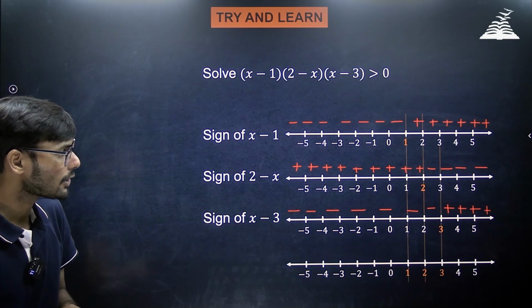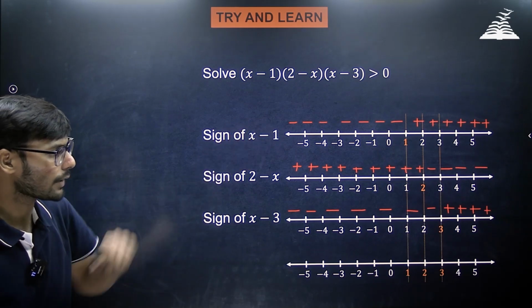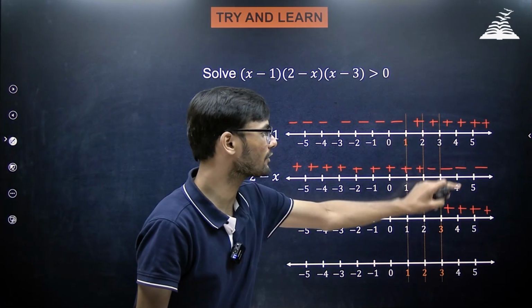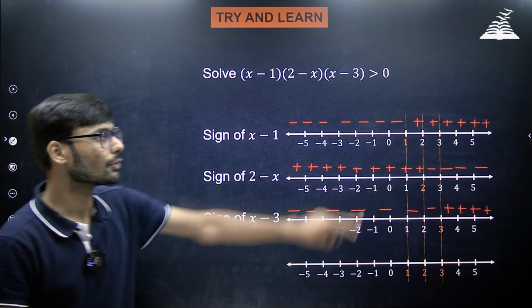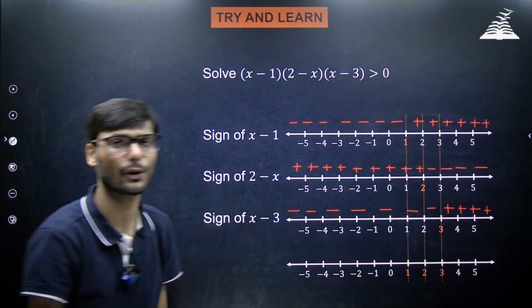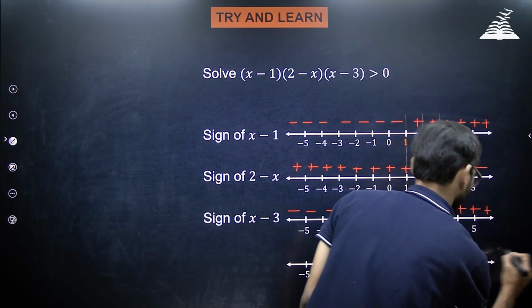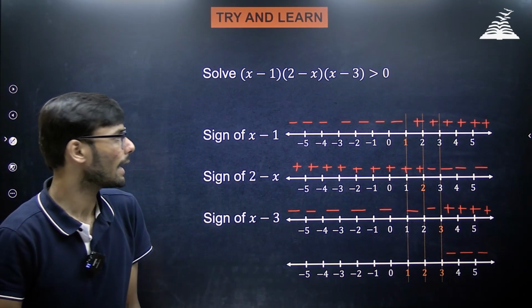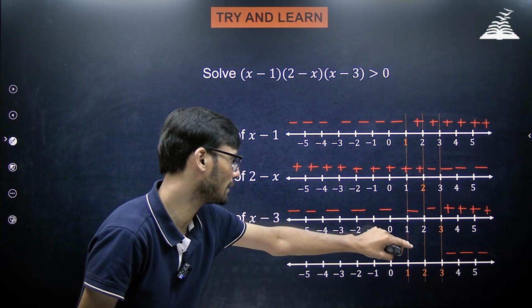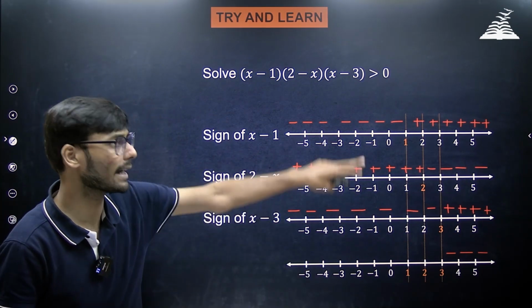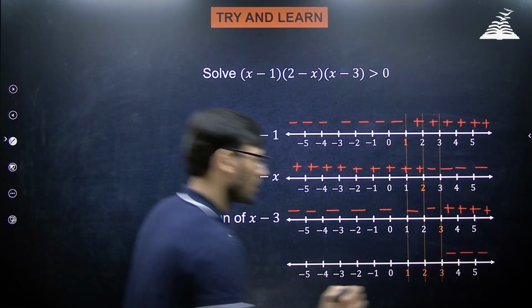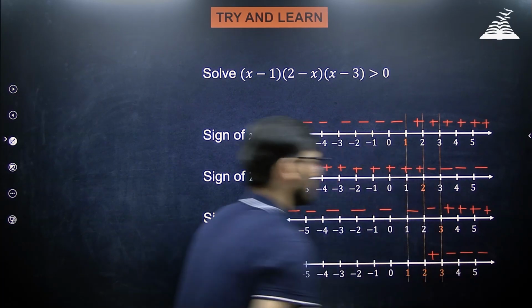Let's look at this region by region. More than 3, right? When x is more than 3, what's happening? First one is positive, second is negative, third is positive. Two positive numbers and a negative number. If you multiply them, you are going to get a negative number, right? Between 2 and 3, x minus 1 positive, 2 minus x negative, x minus 3 negative. So two negatives, one positive. If you multiply them, you get a positive number. So here it will be positive.